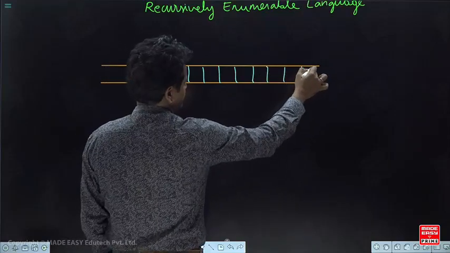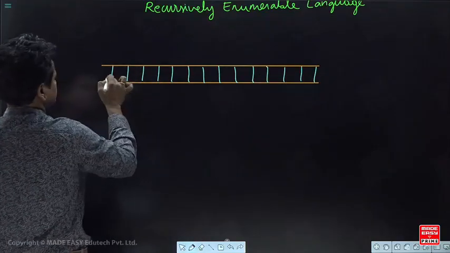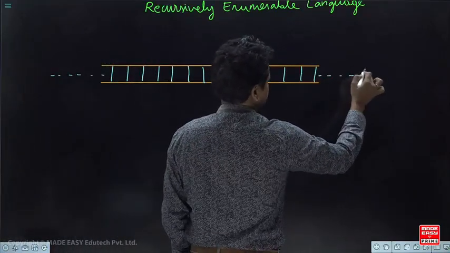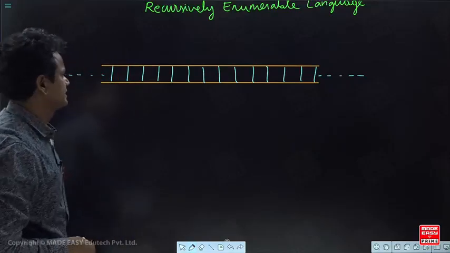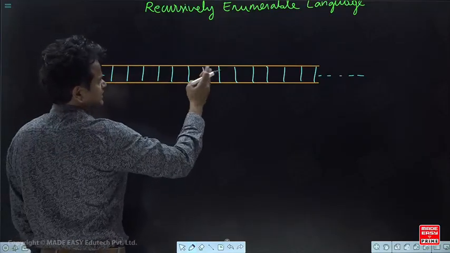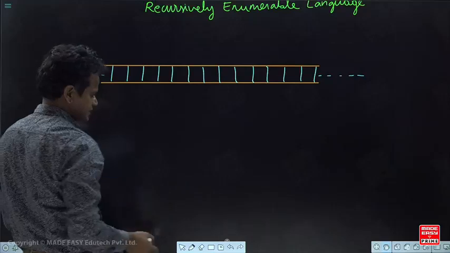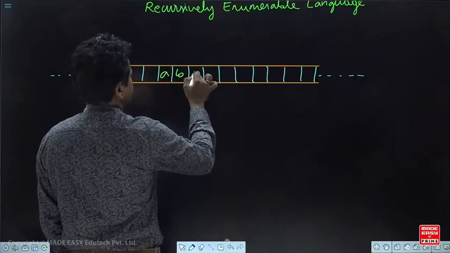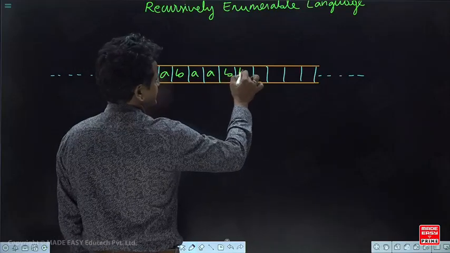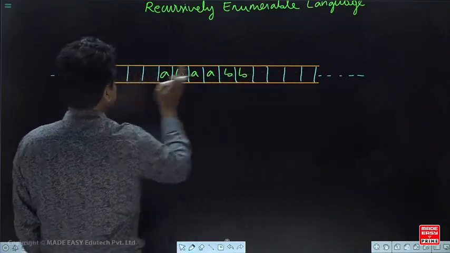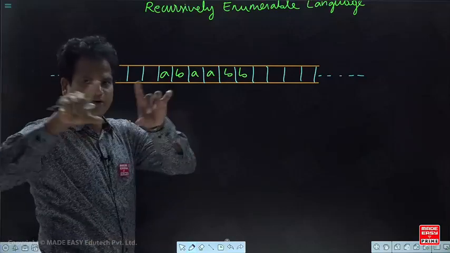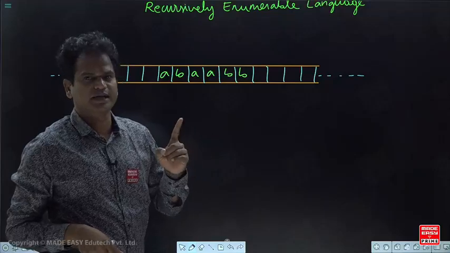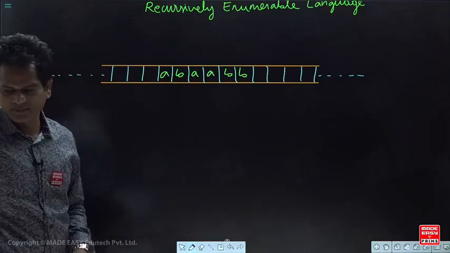A Turing machine has a tape of infinite length, which is divided into a number of cells. Each cell can store only one symbol at a time. This side is infinite, this side is infinite.